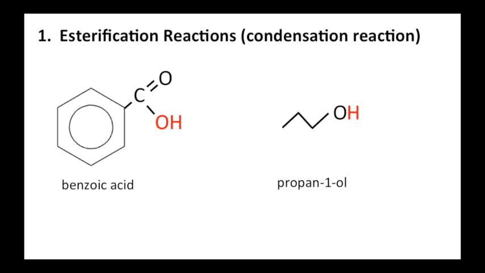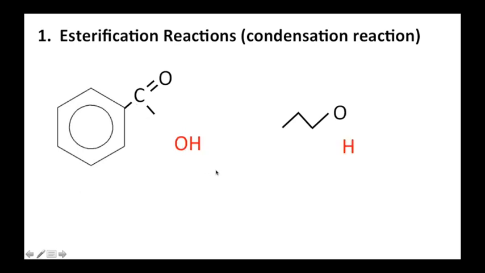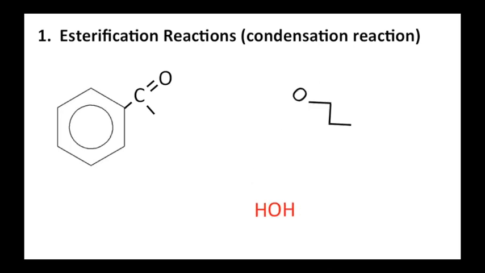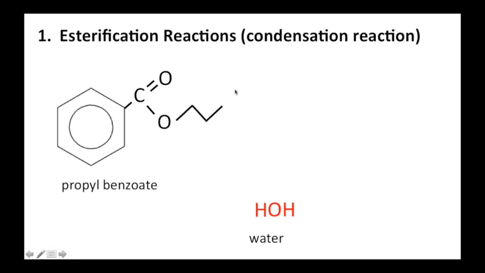It could look like this too. We could have an aromatic molecule that has a carboxylic acid attached, benzoic acid. So we go through the same process and there, now I have another ester, propyl benzoate, 1, 2, 3, and I've got water.